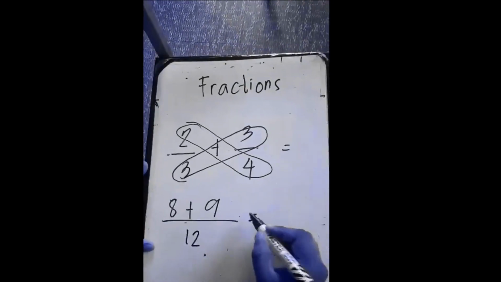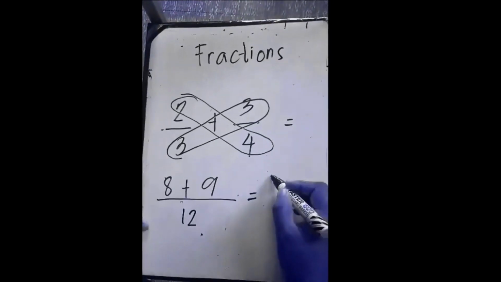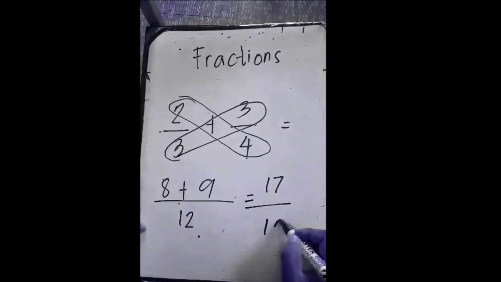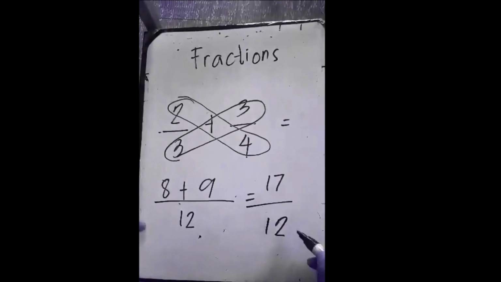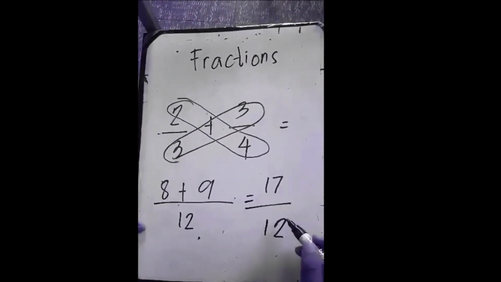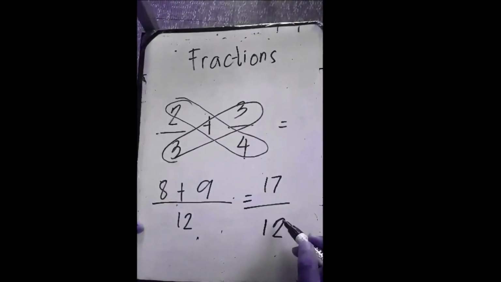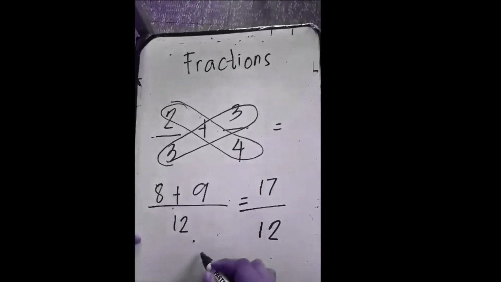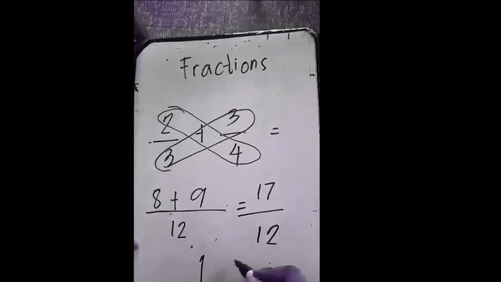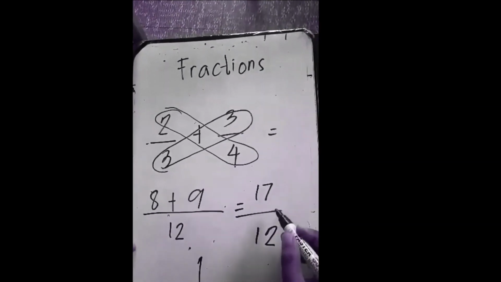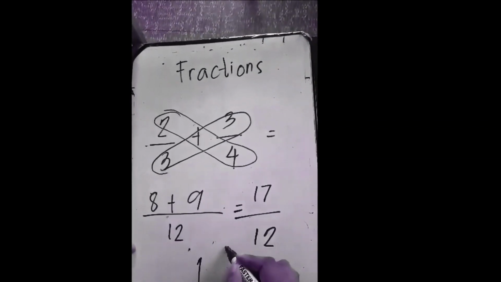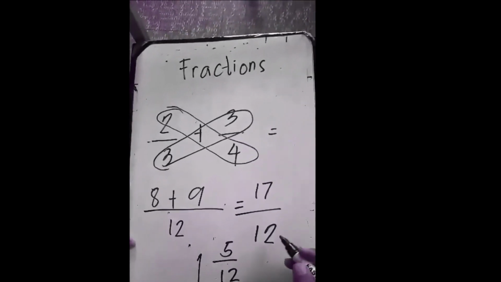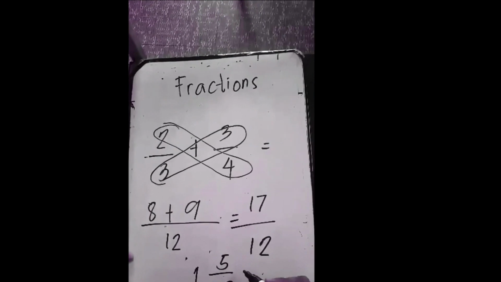Simplifying the numerator, we have 8 plus 9, that is 17, over the denominator 12. Simplifying this improper fraction, we need to ask ourselves how many 12 are there in 17, and we know that there's only one 12, so we have a whole number 1, and the remainder 17 minus 12 is 5, and over denominator 12. So our answer therefore is 1 and 5 over 12.